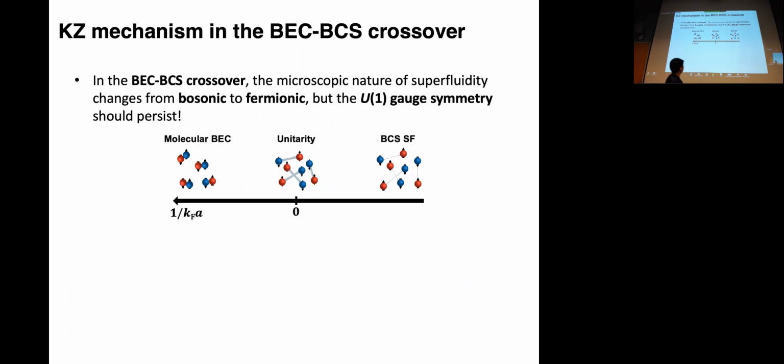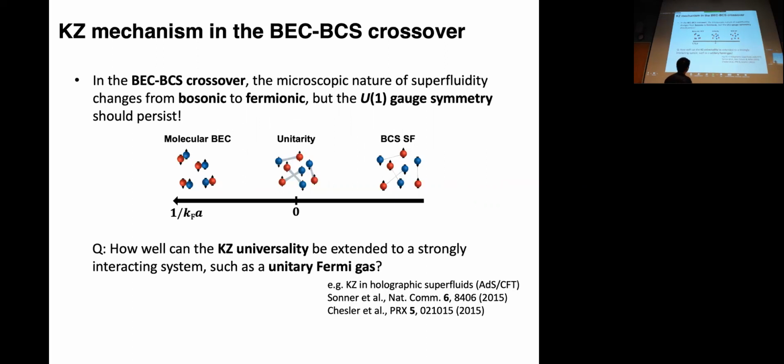And despite this dramatic change in the microscopics, there should be an overall U(1) gauge symmetry arising from the superfluid phase transition. Then it's really natural to ask whether the Kibble-Zurek mechanism will change as we tune the interactions or not. And then another very interesting question is at unitarity, as Martin said, finding a suitable quasi-particle description of the many-body system when the scattering length has diverged is rather challenging, and you can very much ask whether the Kibble-Zurek mechanism can actually be applied to such a many-body system.